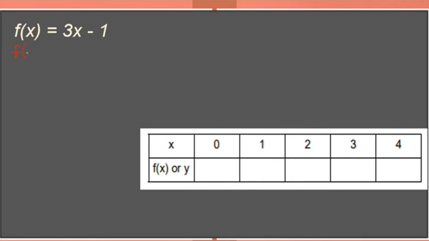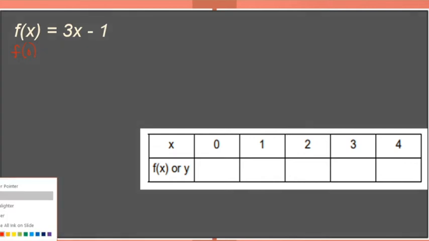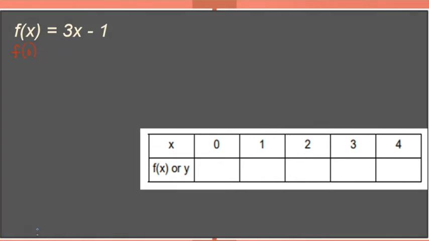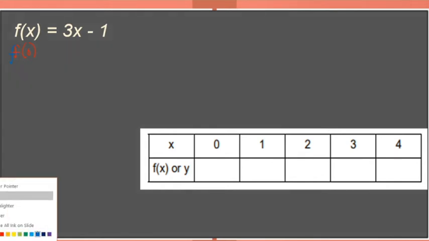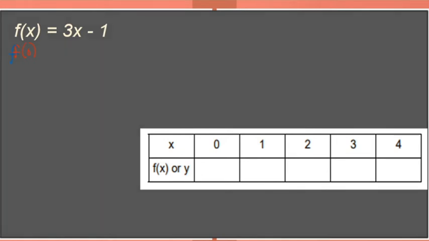F of 0, palitan natin ng kulay. Okay, f of 0 is equals to 3 times 0 minus 1. Solve lang natin: 3 times 0 is 0, minus 1. So, f of 0 equals negative 1. Ito ay negative 1.